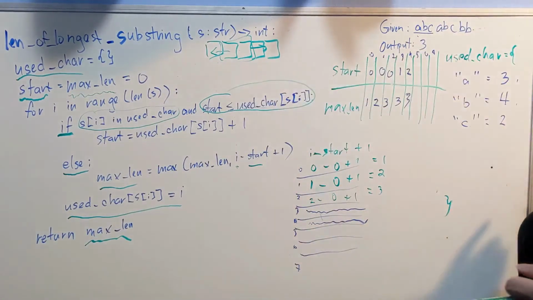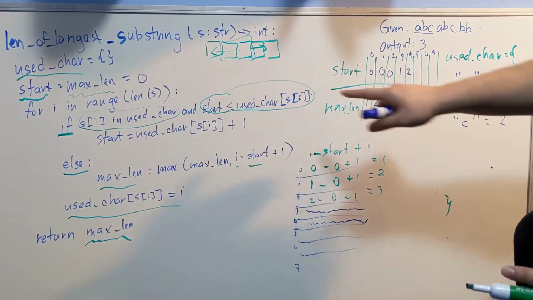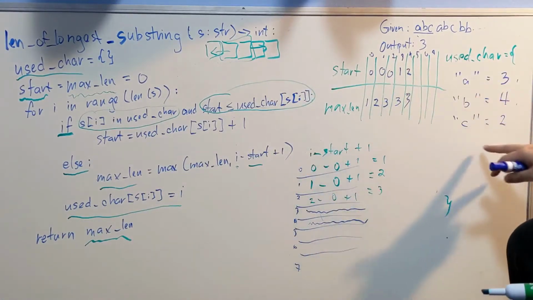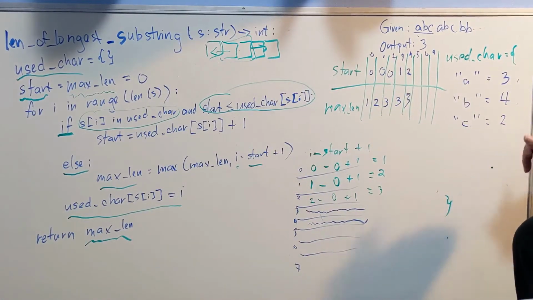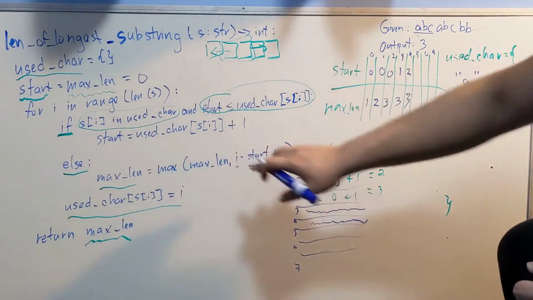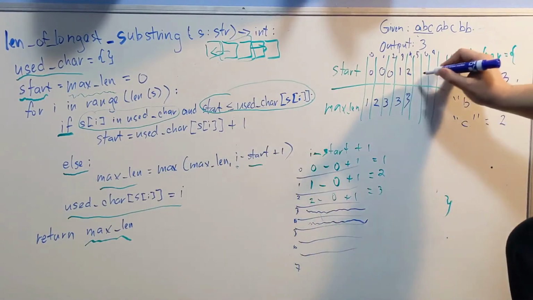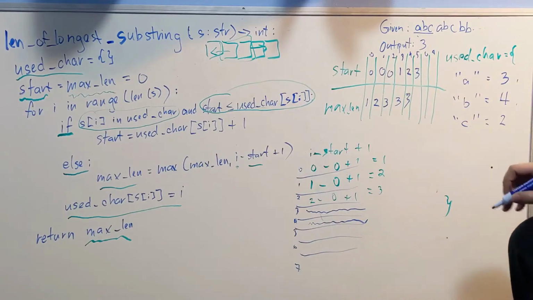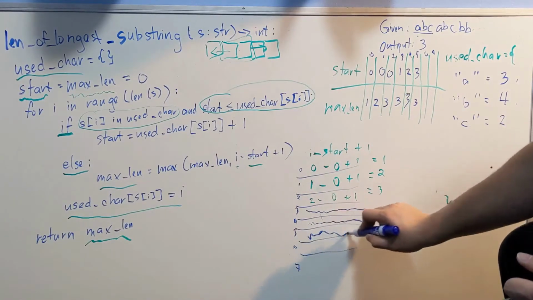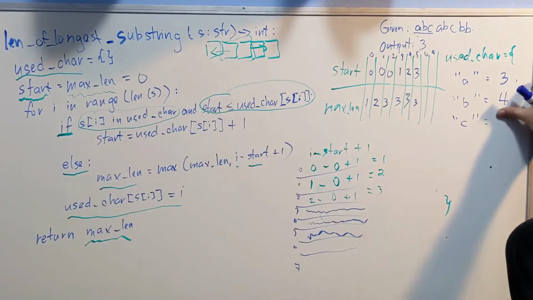Is C in use char? Yes. And is 2 less than or equal to 2? Yes. Now access this key value, 2 plus 1 becomes 3. And then now this stays the same. We skip this. We update this with I.